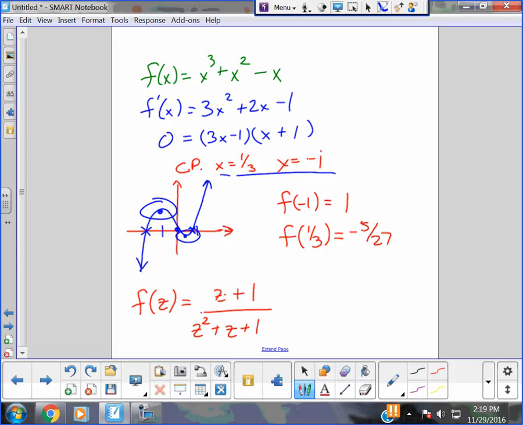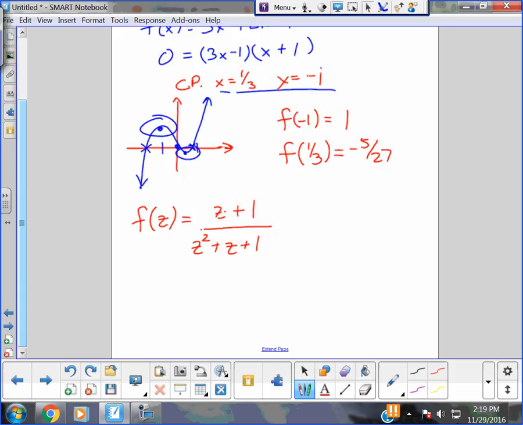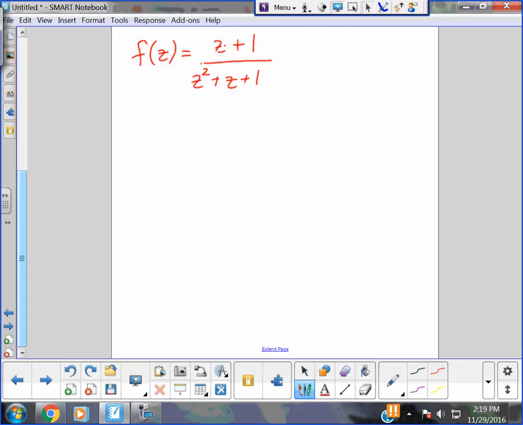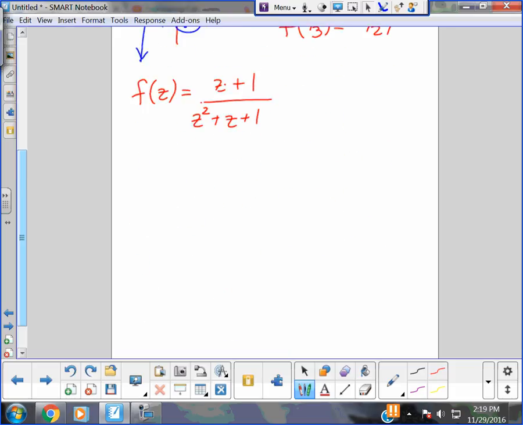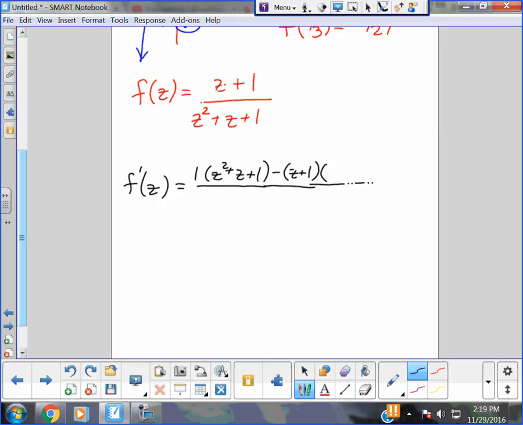All right, let's do a quotient rule. I'm not going to graph it, though. Let's do the quotient rule here. And everybody, don't overthink this. I'm not going to write it out. We want to keep practicing this so it's automatic. Derivative on top. Derivative of z plus 1: 1. Times the bottom. Boom. Minus the top, z plus 1, times the derivative of the bottom, 2z plus 1.